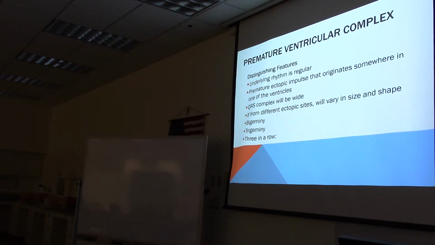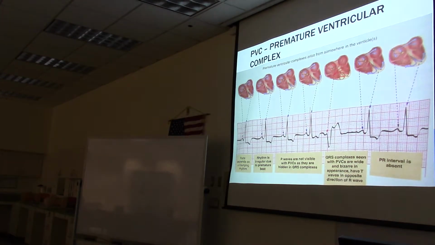All right, and then it talks about bigeminy, trigeminy, and 3 in a row. Let's take a look. All right, so we've got a normal rhythm going along, and then all of a sudden we see this bizarre looking complex instead of our normal QRS. This is a lot wider looking. So even if you don't count the little boxes, can you tell just by visualizing that this QRS looks abnormal? Mm-hmm. Okay. So that's called a PVC, or premature ventricular complex.